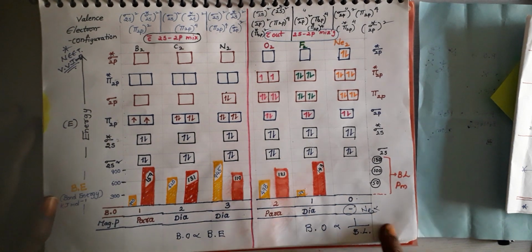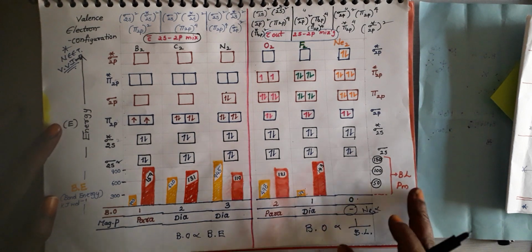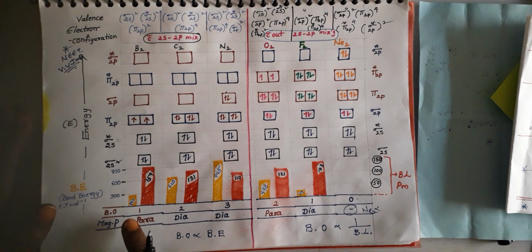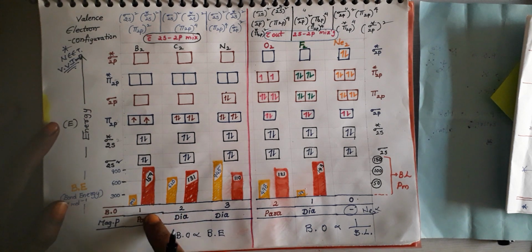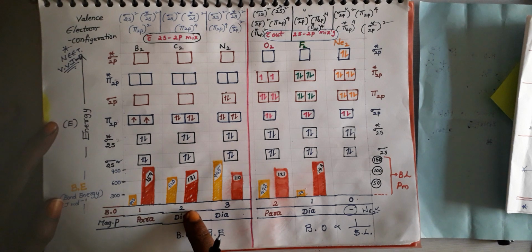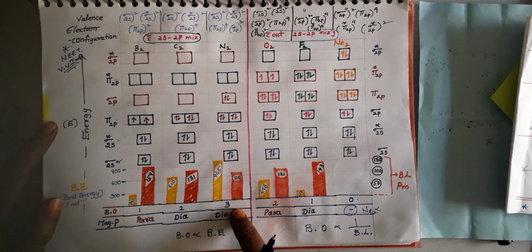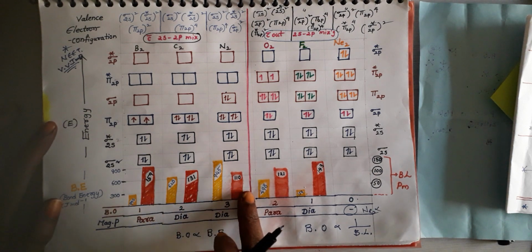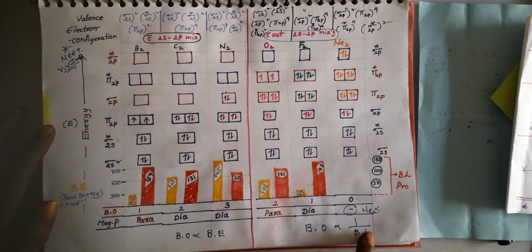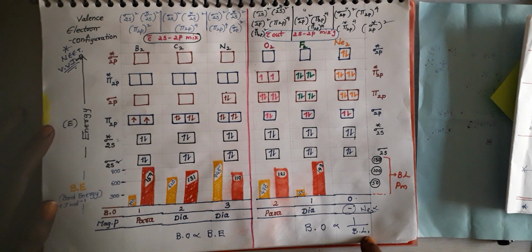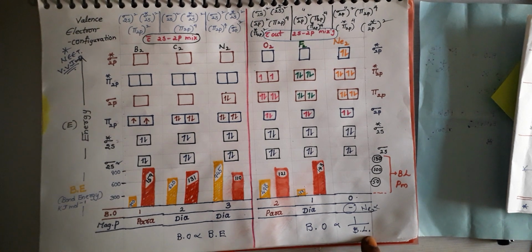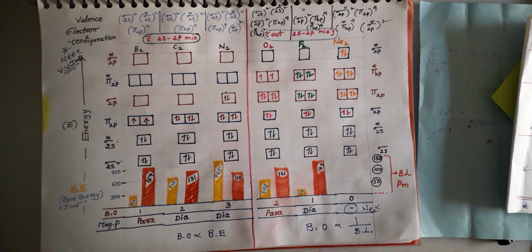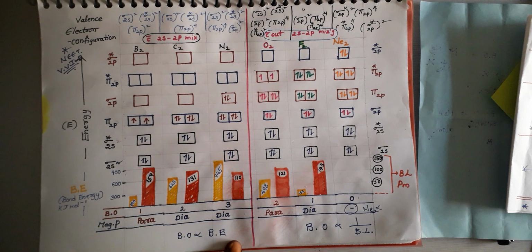And one more piece of information: this red color indicates bond length in picometers. Here, for bond order 1, 159 picometers; bond order 2, 131; bond order 3, 110. If bond order increases, bond length decreases. Bond order and bond length have an inversely proportional relationship. So this is about the bond order bond energy relationship, the bond order bond length relationship, and the magnetic properties of these molecules based on single and paired electrons.